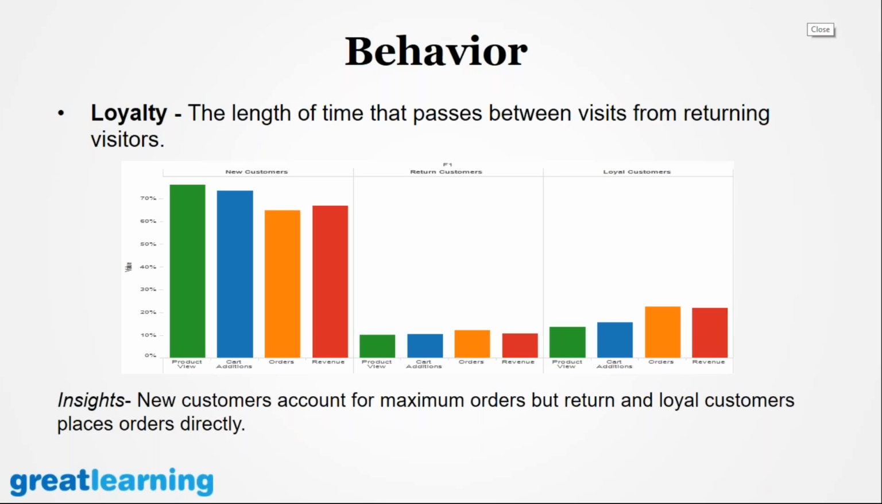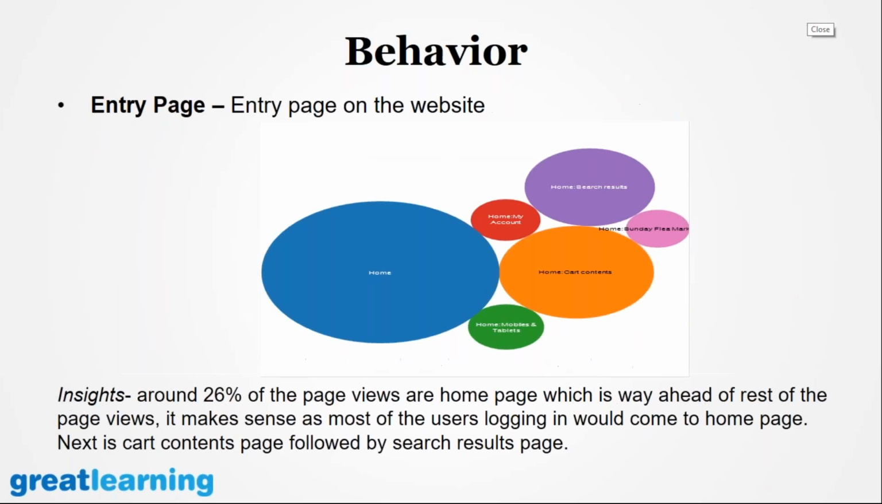The returning customer or the loyal customer is very frequently coming in there. They straight away go and order it because they know this is what the thing is. Let me just go and order it straight away. I don't have to do product views and so on. So that's what this graph tells us.